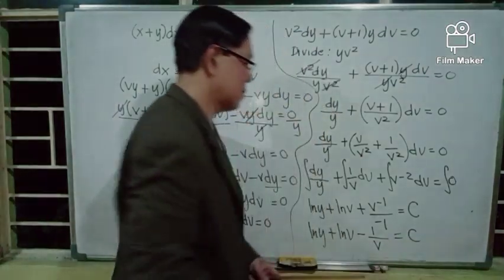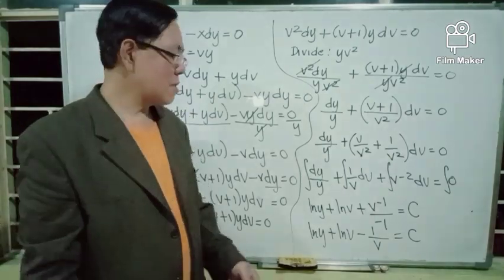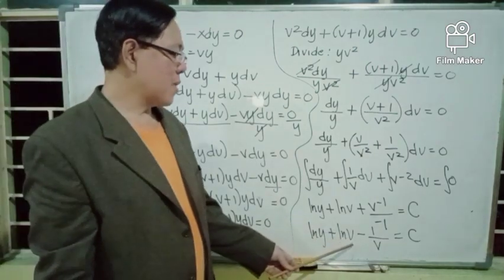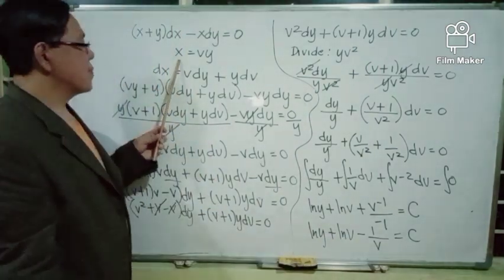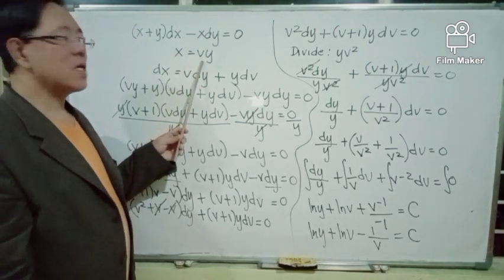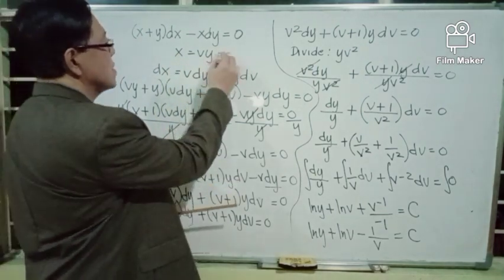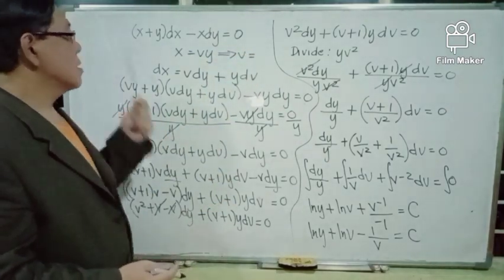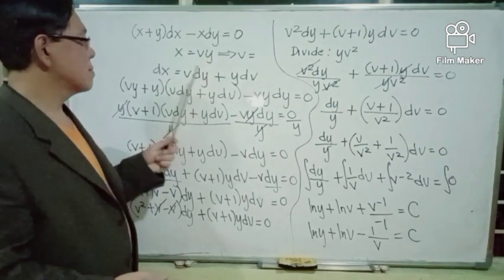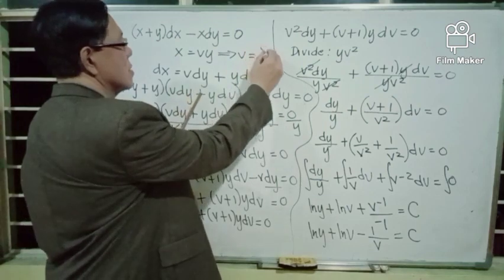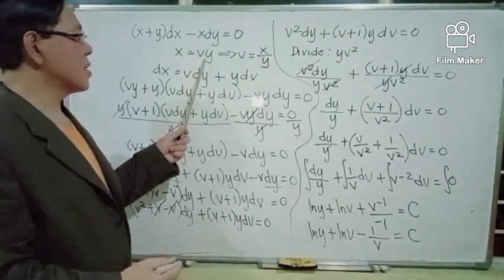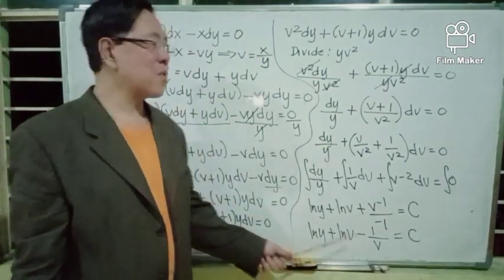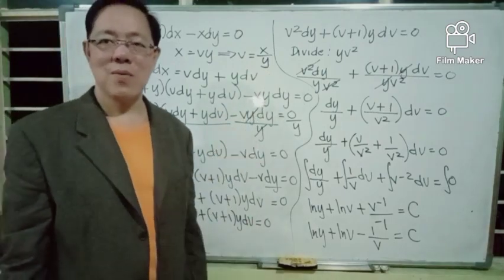equals c. Now we must write the final answer in terms of the original variables x and y. Hence we replace v with, at the start we let y equals vx. And from this equation we can get v by dividing both sides by x. Divide y by x, y over x, divide by x, and we get v. In this last equation, we replace v with y over x, and we simplify further.